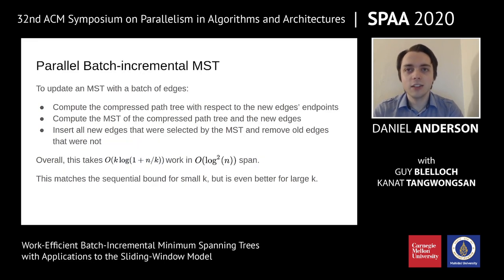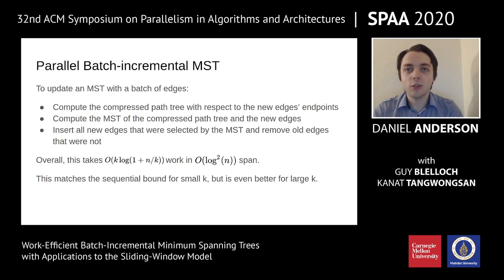So we plug this in to our idea before for computing a batch incremental MST. When a new batch of edges arrives for the MST, we compute the compressed path tree with respect to the new edges' endpoints. We compute the MST of the compressed path tree and those new edges to figure out which of the new candidates should be taken and which should be thrown out. So the edges that were selected by the MST, they go in. Those that were not selected get removed. And overall, since we can use a randomized linear work MST algorithm combined with our compressed path tree algorithm from earlier, this whole process takes just k log(1 + n/k) work and log squared n span.